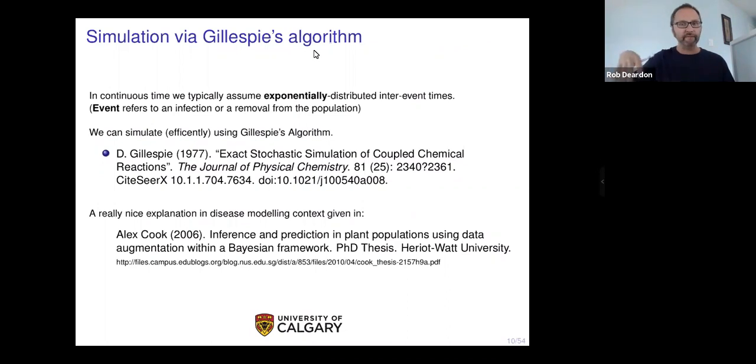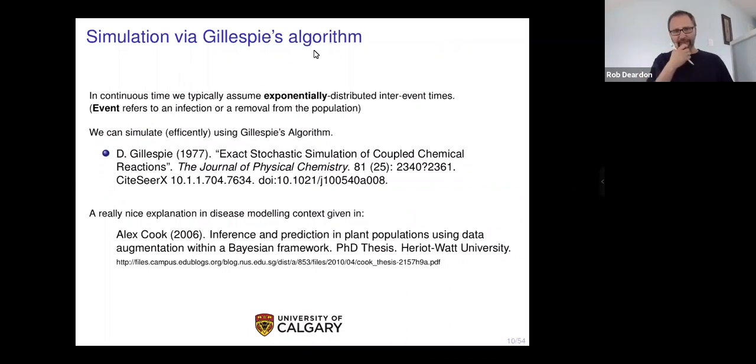They build the models up from first principles, and that actually leads to these exponential inter-event times, because there's an underlying Poisson process in the stochastic version. But anyway, let's stop going off on tangents. We're assuming exponentially distributed inter-event times.